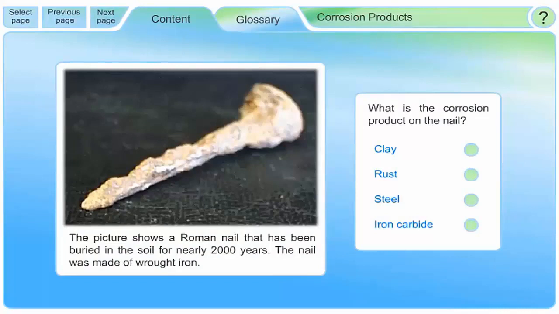Metals can corrode in all aqueous environments, those that contain water or water vapour. And a common consequence of corrosion is the formation of corrosion products on the metal surface. The picture shows an iron nail from the Roman era that has been buried in soil for almost 2,000 years. So, what is the corrosion product that is formed on the nail?